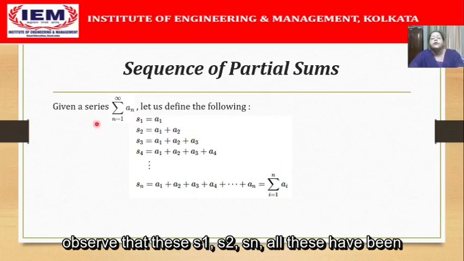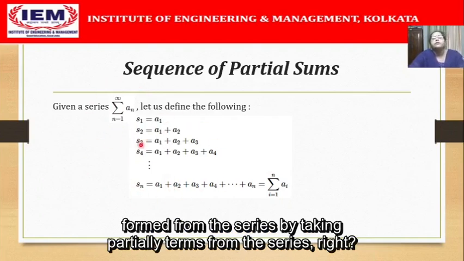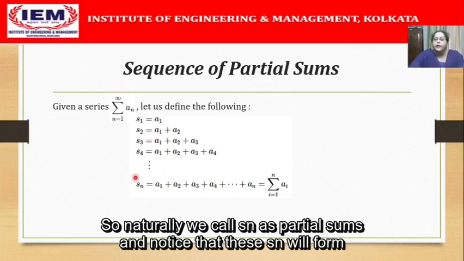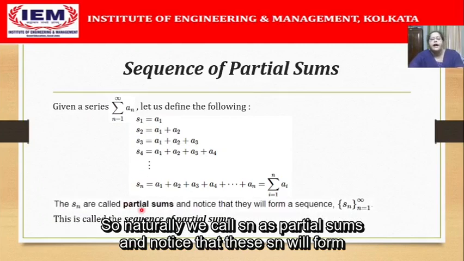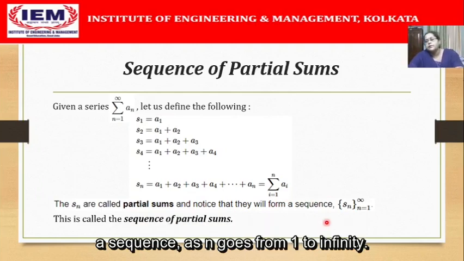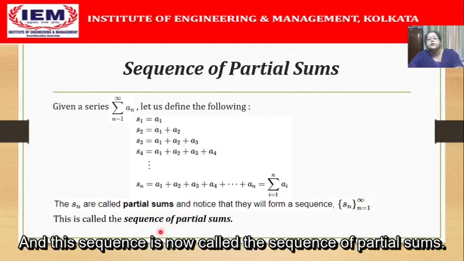Now observe that S1, S2, S_n, all these have been formed from the series by taking partial terms from the series, right? So naturally we call S_n partial sums, and notice that this S_n will form a sequence as n goes from 1 to infinity. And this sequence is now called the sequence of partial sums.